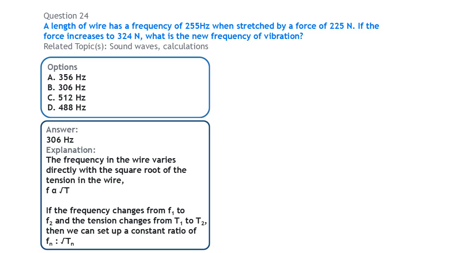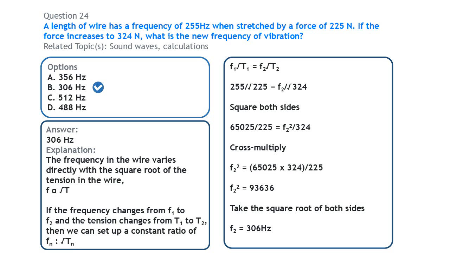Now if you remember from Charles' law, V varies directly as T. This is direct variation. So here it varies directly as the square root of the tension. Now in Charles' law, we have V directly proportional to capital T. Then we turn that into an equation where we have V1 over T1 is equal to V2 over T2. The same thing is what we are going to do here.